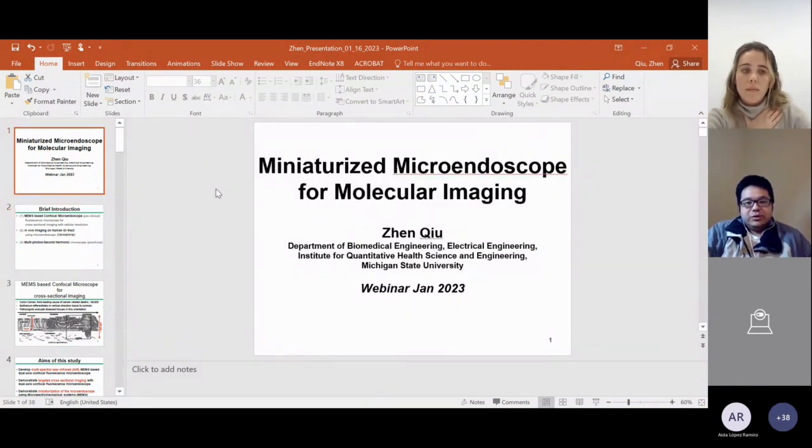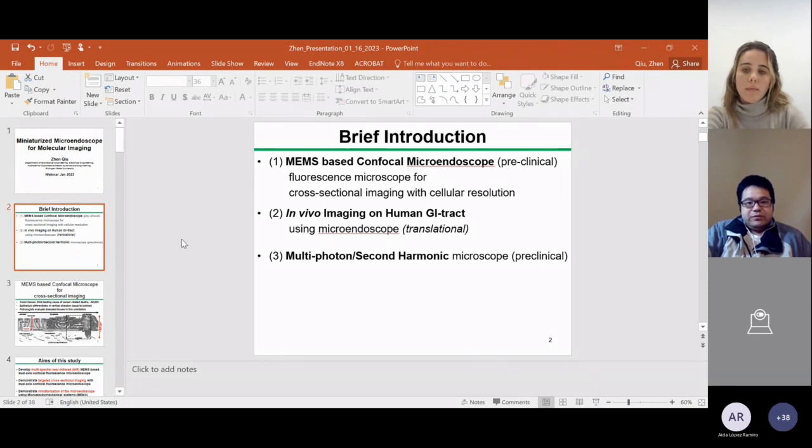This is my research at Michigan State University. It's about the miniaturized microendoscope for clinical application and also small animal preclinical imaging for molecular imaging applications. It's based on MEMS scanners and actuators. So first I will introduce the MEMS-based confocal.